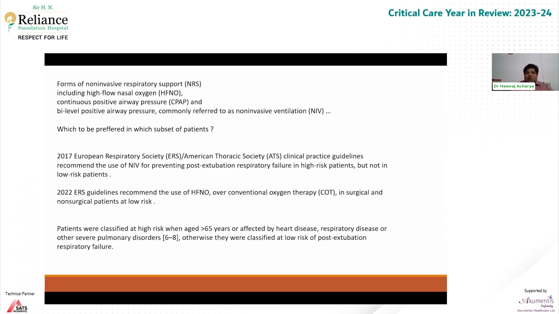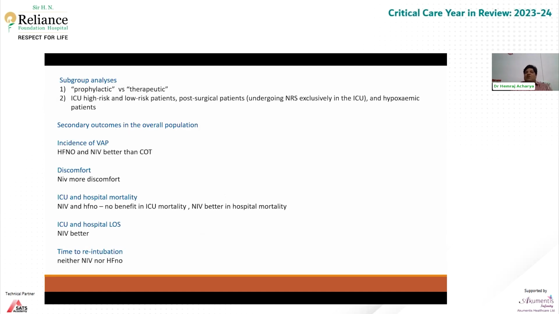They have talked about the 2022 European Respiratory Society guidelines, which recommend the use of HFNC over conventional oxygen therapy in surgical and non-surgical patients at low risk. They have classified the patient as high risk with age more than 65, heart disease, respiratory disease, or severe pulmonary disease. Otherwise, they are classified as low risk. Subgroup analysis they have done in patients who were given support prophylactically or therapeutically. Therapeutic they have kept for patients who are having hypoxemia or where respiratory support was needed in respiratory distress. They have classified the patients as ICU high risk, ICU low risk, and post-surgical patients.